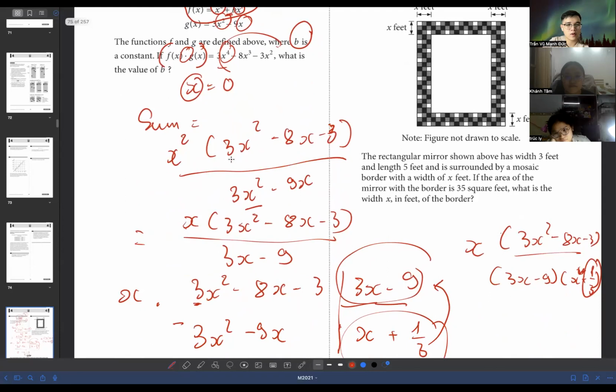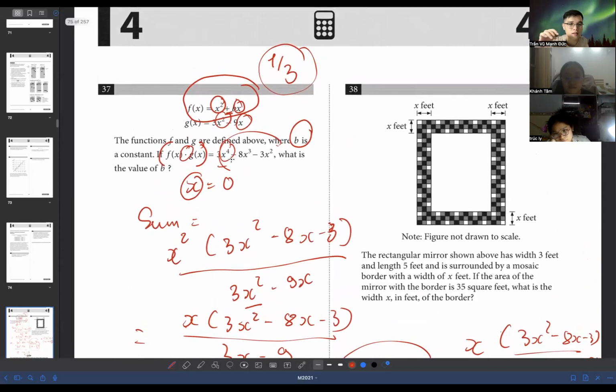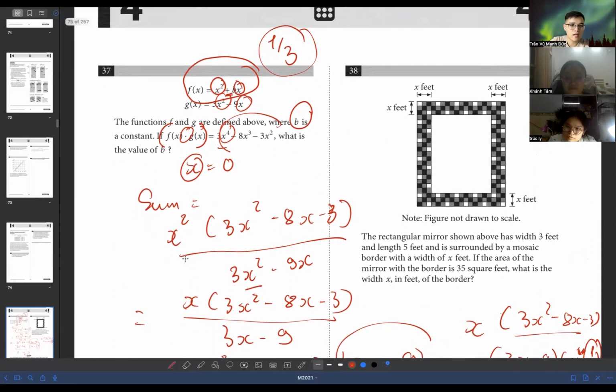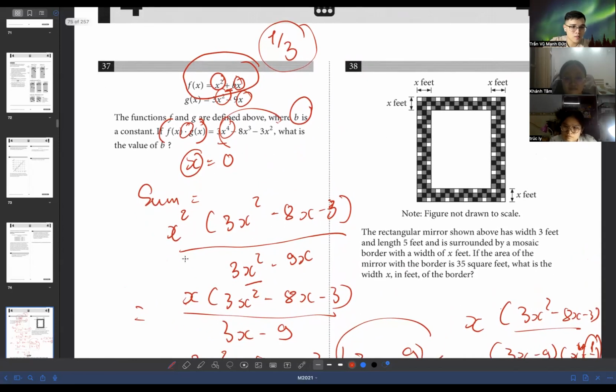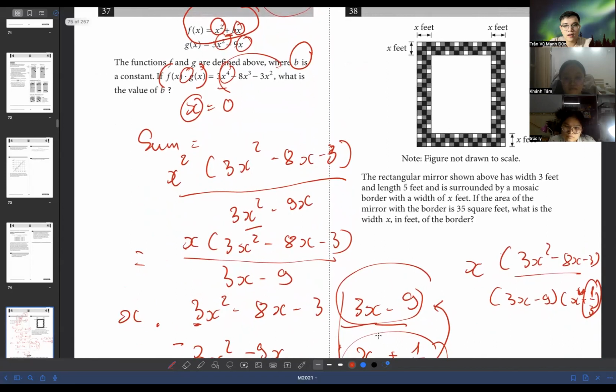So firstly, what I did is optional. You can always just divide 3x to the power of 4 minus 8x to the power of 3 minus 3x squared by the denominator as a whole. But in my case, I wanted to be a bit quicker, so I eliminated the x on the two terms, on the denominator and the numerator. So it would be a bit easier to calculate. And I ended up with 3x minus 9 times x plus 1/3, right?